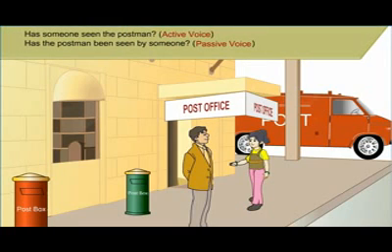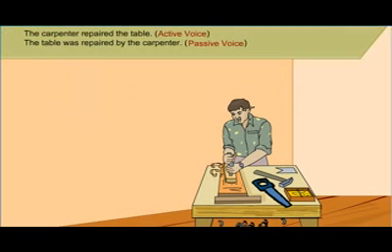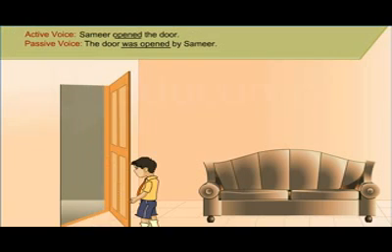Has someone seen the postman? It's in active voice. Has the postman been seen by someone? Is in passive voice. But both these sentences mean the same. The carpenter repaired the table. The table was repaired by the carpenter. Similarly, Samir opened the door can also be said as the door was opened by Samir.